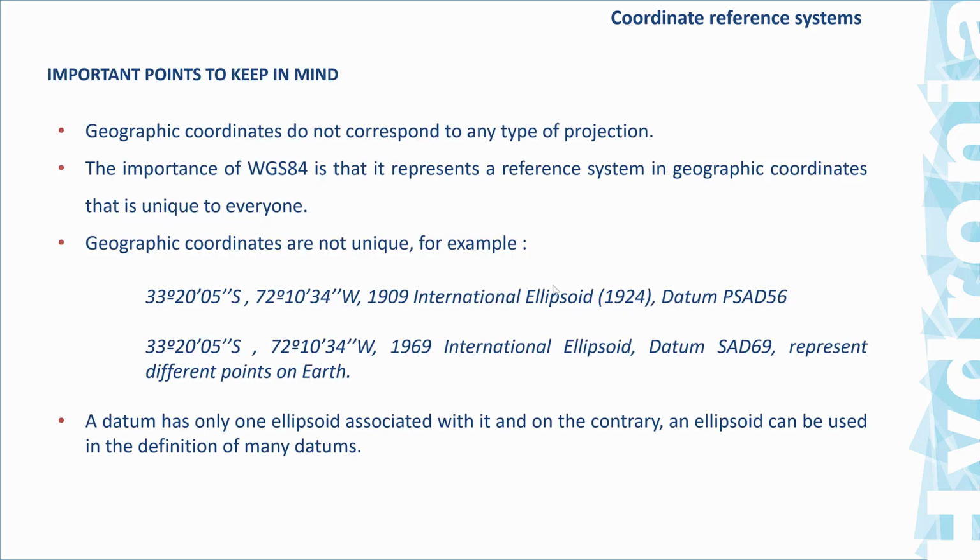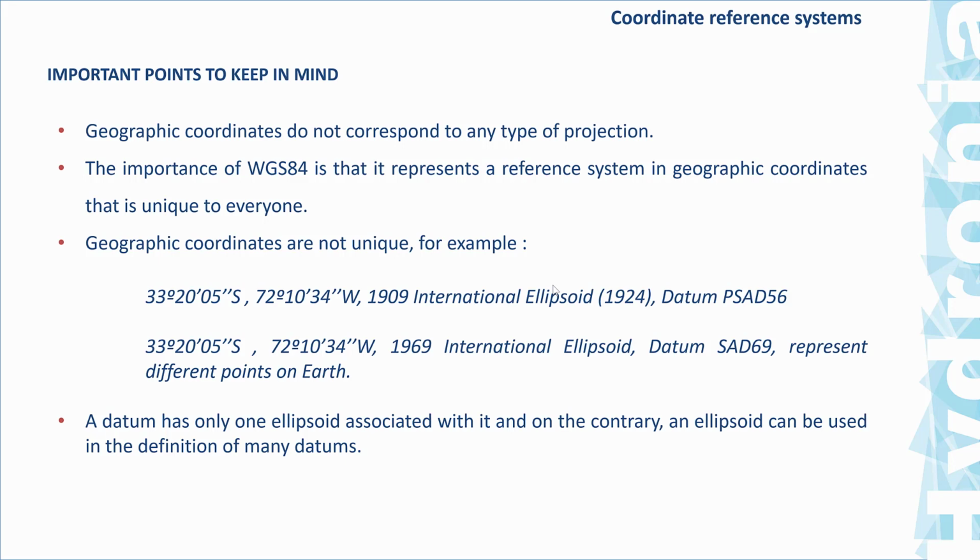Now, some other important points to keep in mind. The geographic coordinates do not correspond to any type of projection. So also in HydroBID Flood, we don't use geographic coordinates for the actual model data. The WGS 84 is the datum that we are going to be using, or the ellipsoid that we're going to be using to define the geographic coordinates and also the elevations.